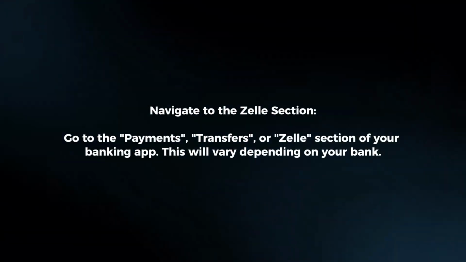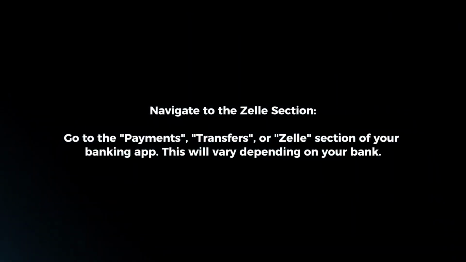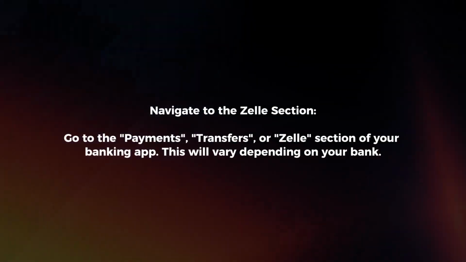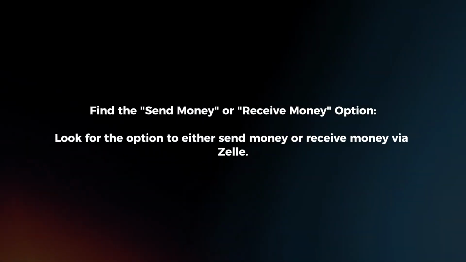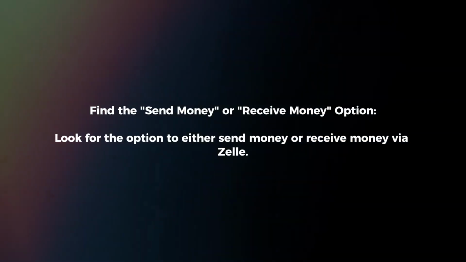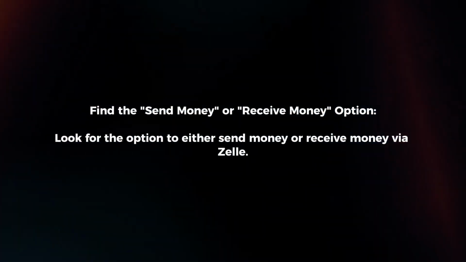Navigate to the Zelle section. Go to the Payments, Transfers, or Zelle section of your banking app. This will vary depending on your bank. Find the Send Money or Receive Money option. Look for the option to either send money or receive money via Zelle.